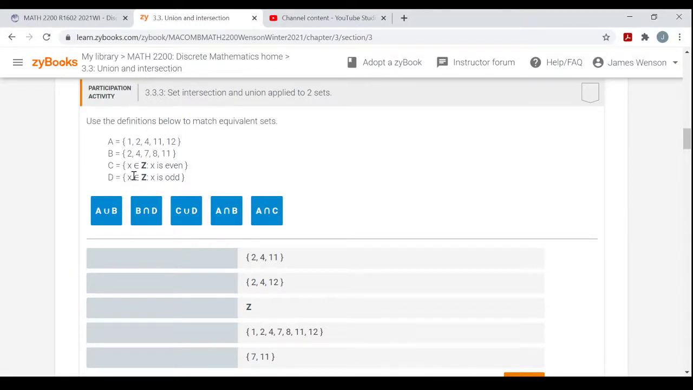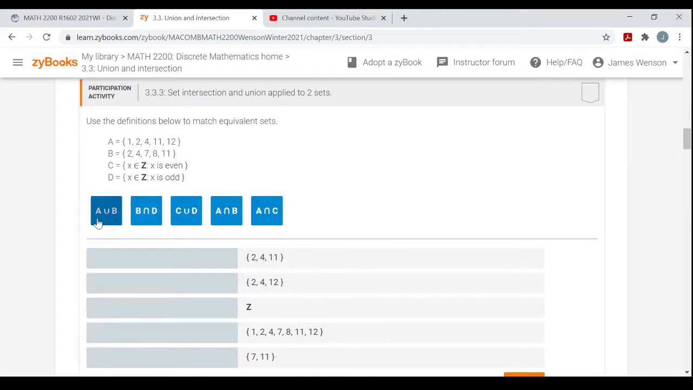Set C is in set builder notation. It's all the integers, remember that Z represents the integers, that are even. So set C has elements 0, 2, -2, 4, -4, 6, -6, and so on. And set D is all the integers that are odd. So set D has the elements 1, -1, 3, -3, 5, -5, and so on forever. And it's an infinite set.